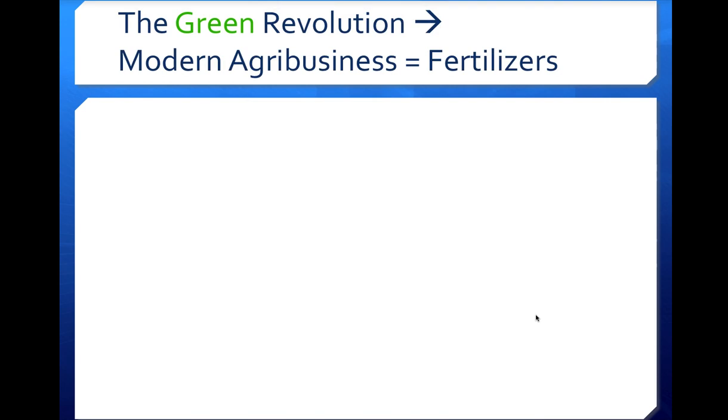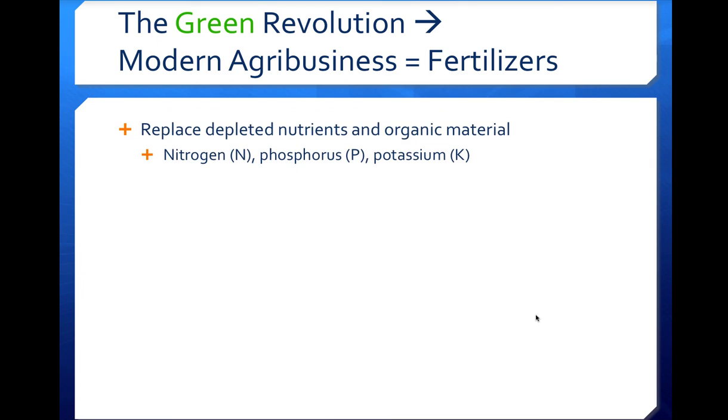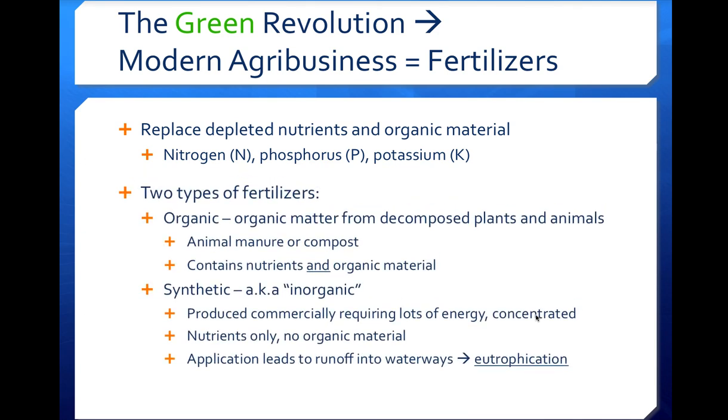Now, another aspect of the Green Revolution and another characteristic we see now in modern agribusiness or modern agriculture is the use of fertilizers. Fertilizers are intended to replace the depleted nutrients and the organic material in the soil. So the nutrients would be nitrogen, phosphorus, and potassium. Now there are two main types of fertilizers.